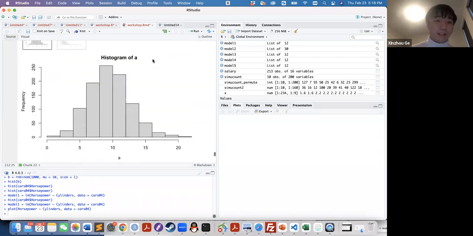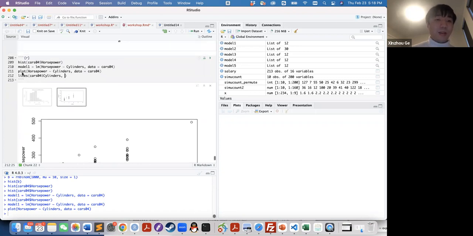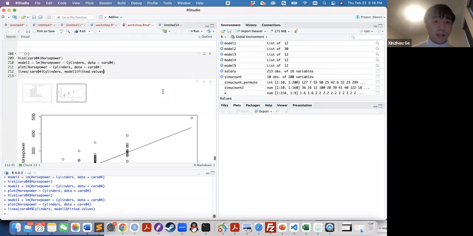Okay, let's go back to the dataset. So if we want to add a line to an existing plot, we can use the lines function. So we can do lines with cars' cylinders for the x-axis, and the y-axis will be the fitted value of model one. So it will be model one fitted values, and we can get the regression line.